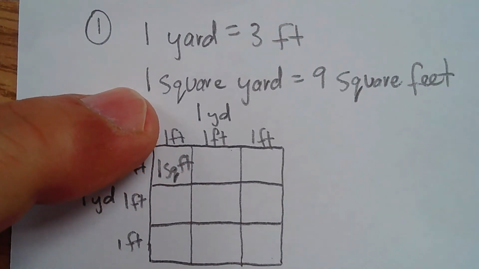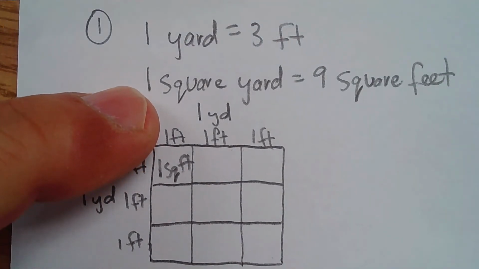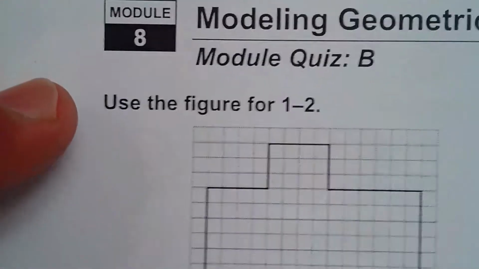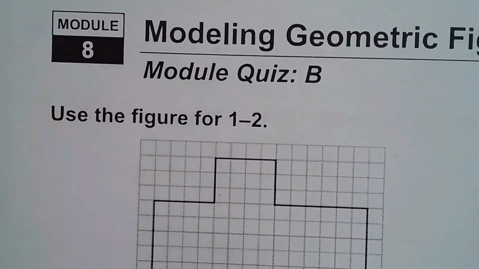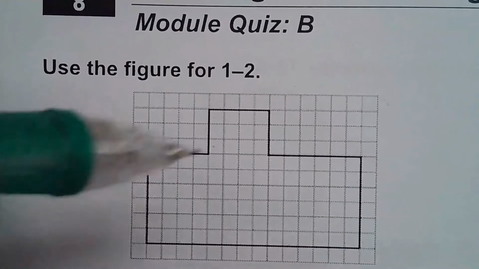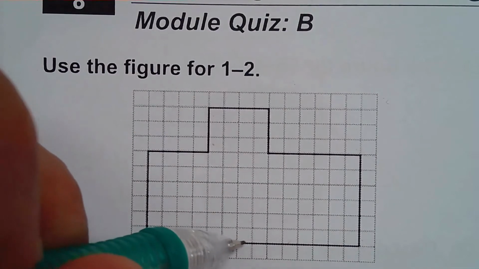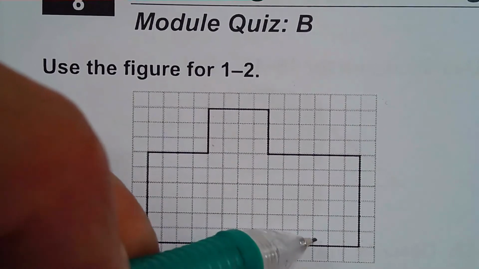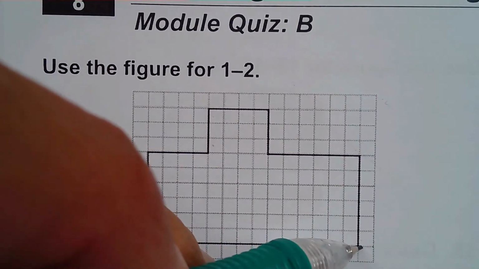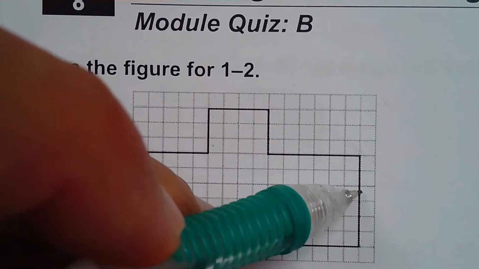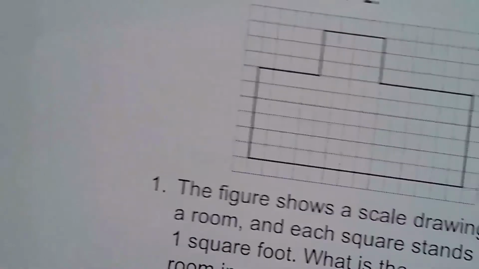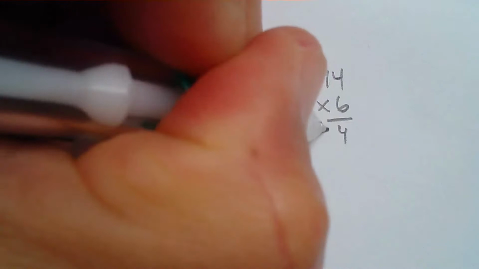Okay, so let's count how many square feet we have in here. I'm going to count 1, 2, 3, 4, 5, 6, 7, 8, 9, 10, 11, 12, 13, 14 by 1, 2, 3, 4, 5, 6. So 14 times 6. So 14 times 6 is 84.